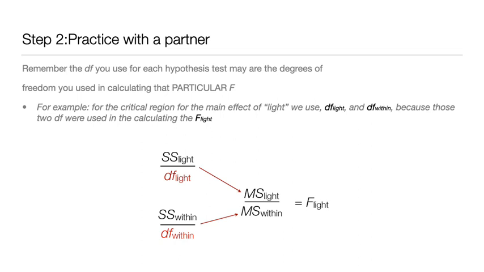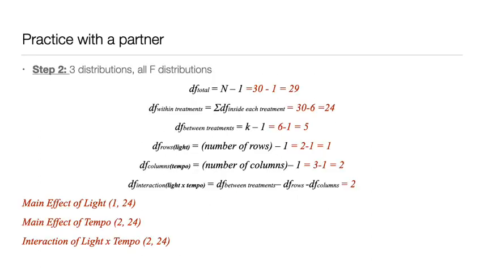For the degrees of freedom for tempo, we'll use degrees of freedom tempo and degrees of freedom within, because that's what will go in. And for degrees of freedom interaction, we'll do the same thing. We'll do degrees of freedom interaction, degrees of freedom within, because that will go into that F ratio. So we calculate those values. Again, the first 3 we had already calculated.